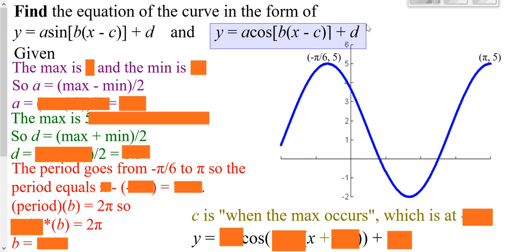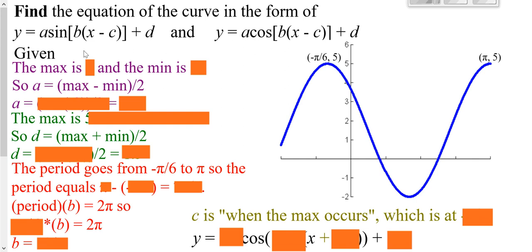The A, the B, and the D are the same between the two. Since sine and cosine are really the same function but just slid sideways, a different phase shift, your C value for your sine function is going to be different than your C value for your cosine function. But we'll be just looking at finding your cosine function.